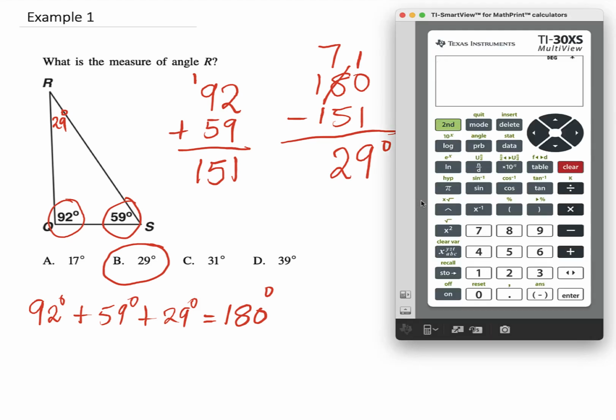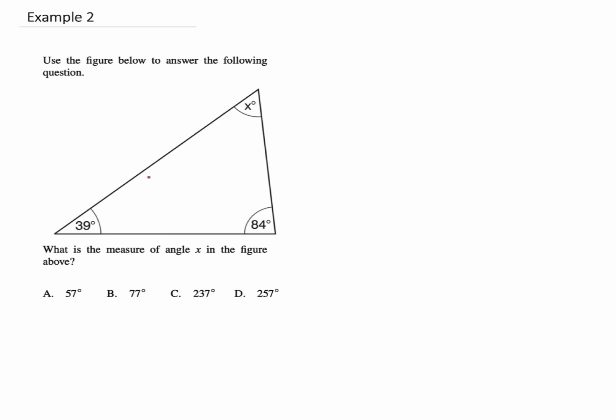So if this question appeared on the calculator section, I would enter 180, and I would begin to deduct the 2 angles that are given. So I would subtract 92 and then subtract 59. Enter, and notice I got 29 degrees. Example 2 is similar to example 1.